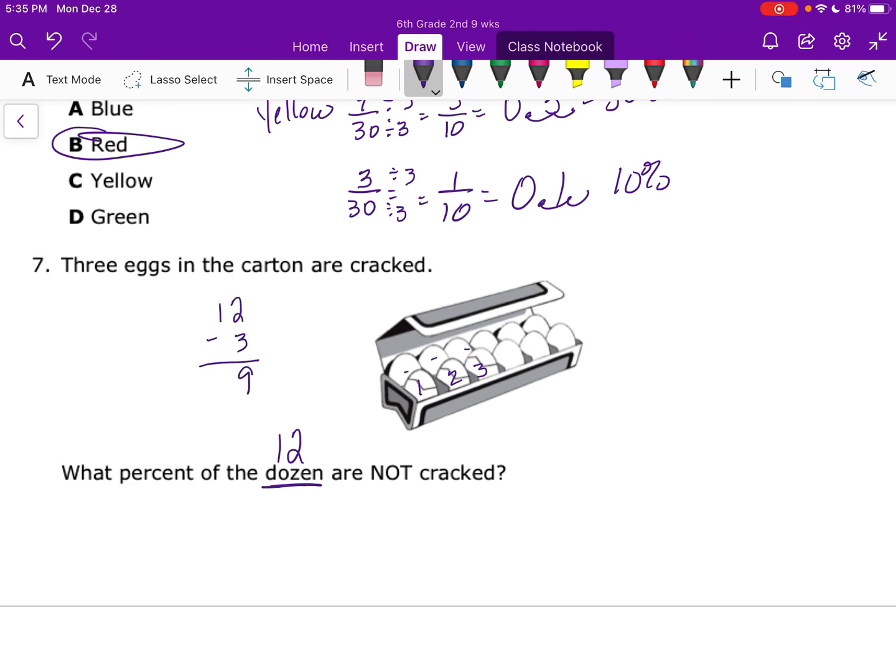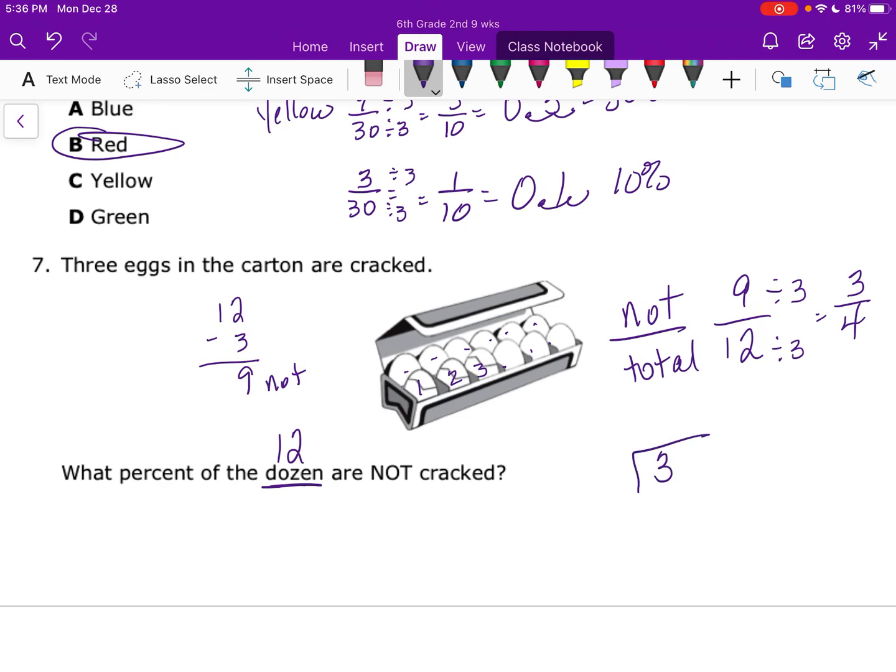And we could just count them. 1, 2, 3, 4, 5, 6, 7, 8, 9, right? So 9 are not cracked. Because our fraction that we need is what are not cracked to the total. So 9 are not cracked, and our total is 12. And we can simplify by 3. And that will give us 3 to 4. And we do neato.